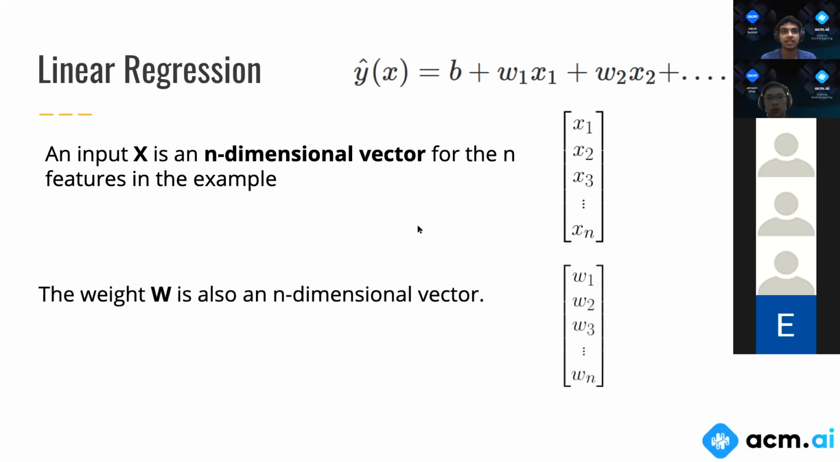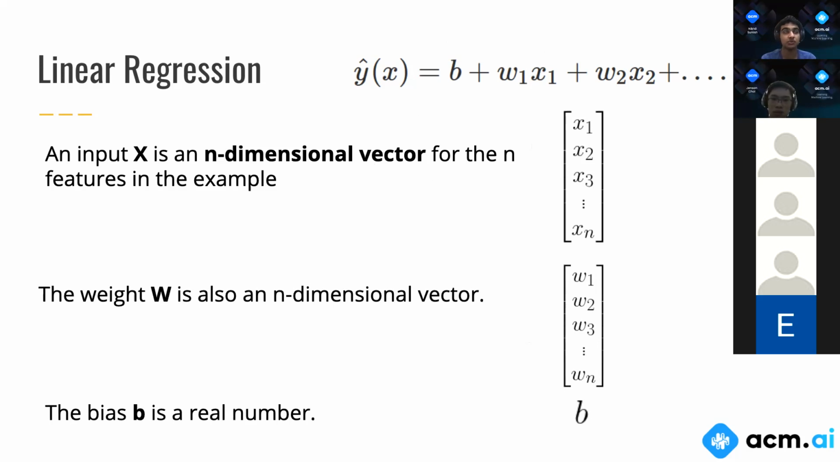Again, our weight is also an n-dimensional vector because we're going to be multiplying w1 by x1, so same dimensions. And our b is actually a real number because x1 and w1 themselves are real numbers, so the product is also a real number. So this whole thing on the right, from all the weights and inputs multiplied, is a real number. So b is also a real number. So that's our hypothesis function.